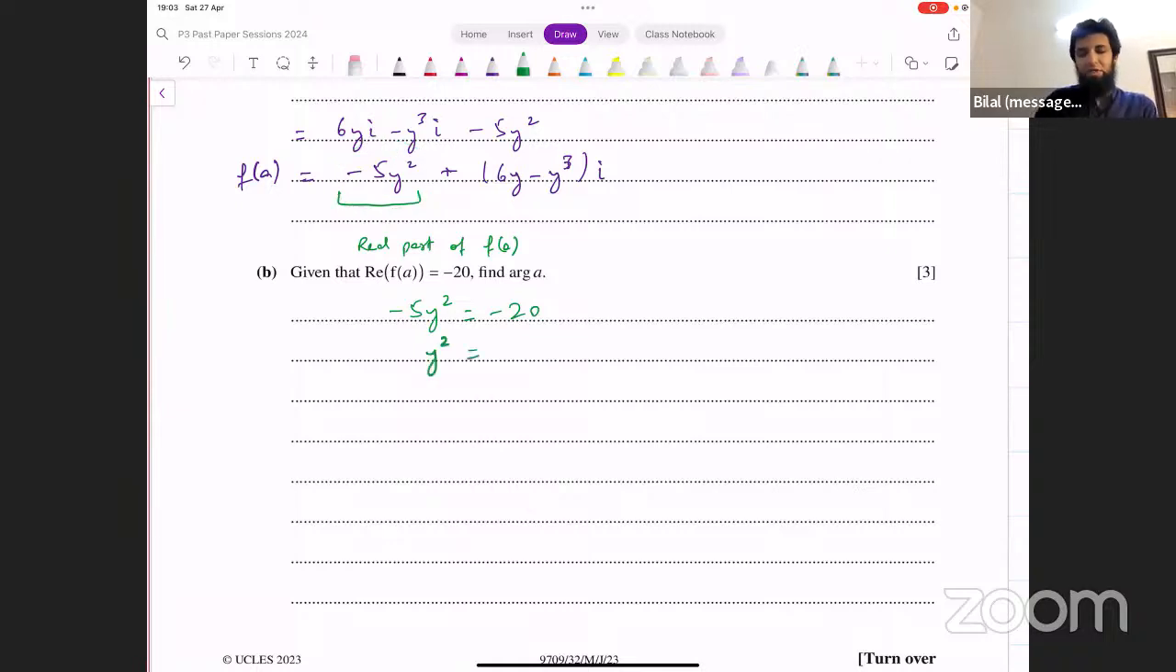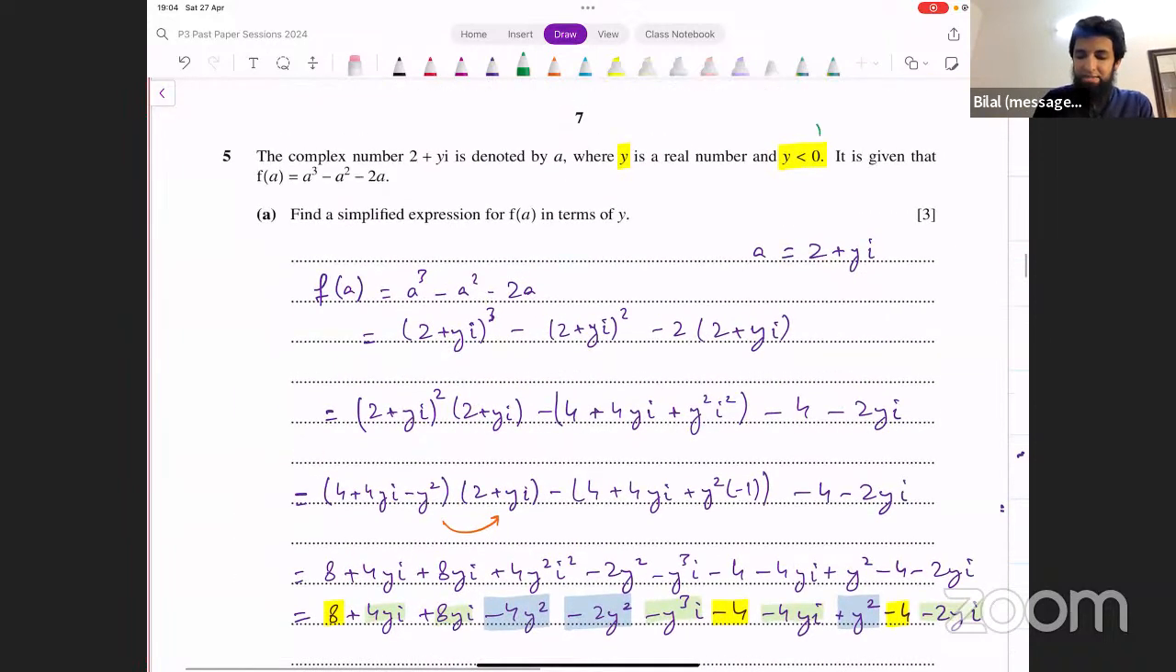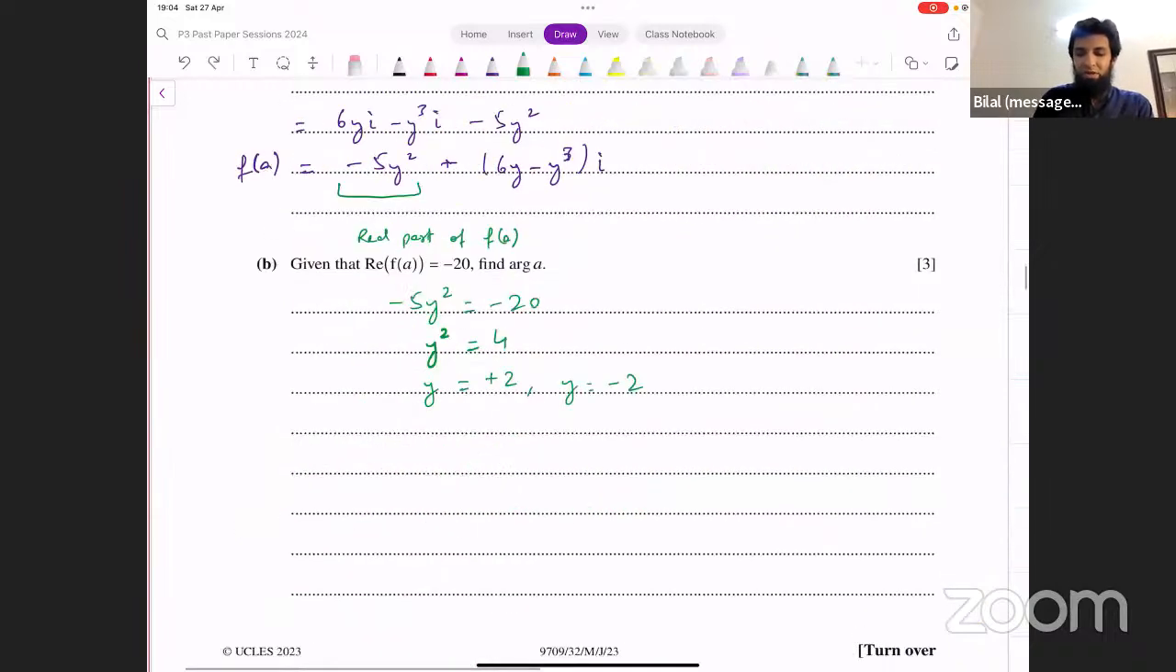We get y squared equals minus 20 over minus 5. That will be 4. Now we take square root on both sides. When we take square root, we have to put plus minus. So we have y equals plus 2 or y equals minus 2. But now we should be reminded of the condition given in the question that says y is less than 0. Since y is less than 0, this one is not possible. Y cannot be positive. Y has to be negative. The value of y is therefore negative 2. Y equals negative 2.